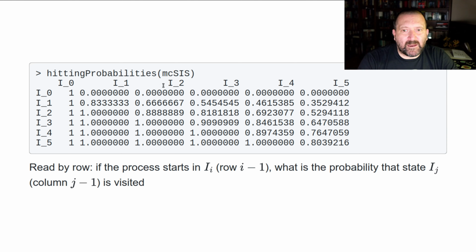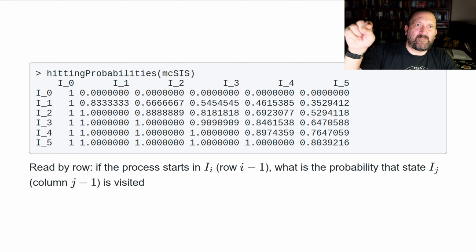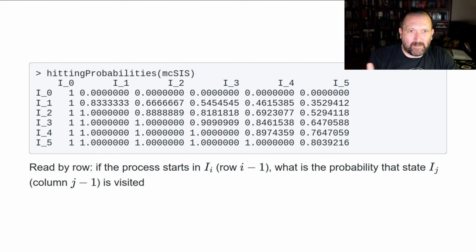Okay, and you can see how things work. So this means, what is the probability that I will hit I equals 1 if I start with I equals 5? Well, as I'm making my way left in the random walk towards I equals 0, I am going to cross all other states. So the probability that I'll go through I4 is 1. Probability that I'll go through I3 is 1, and so on and so forth. This is what this matrix is saying.